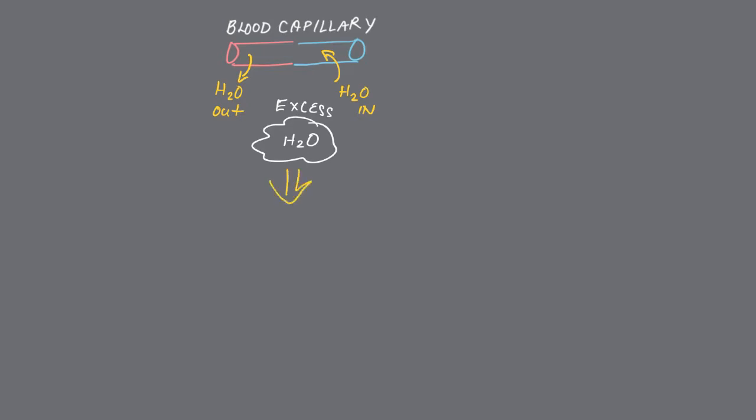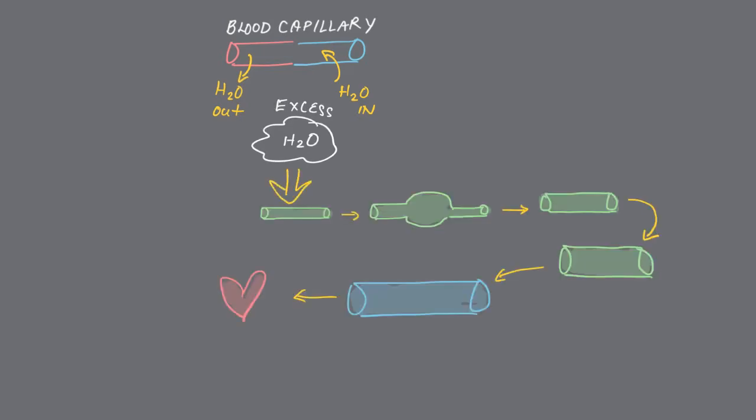Here's a blood capillary. The red side is the arterial end and the blue side is the venous end. Water comes out at the arterial end and water returns to the blood capillary at the venous end. Inside the blood capillary, the fluid is referred to as plasma. Even though there is movement of water in and out of the capillary, a certain amount of fluid ends up in the tissue space. This excess tissue fluid can then be picked up by the lymphatic system.